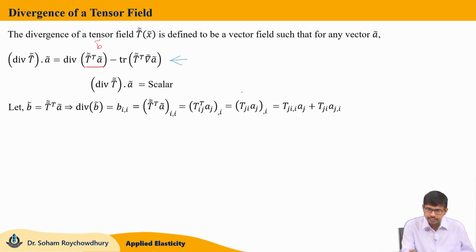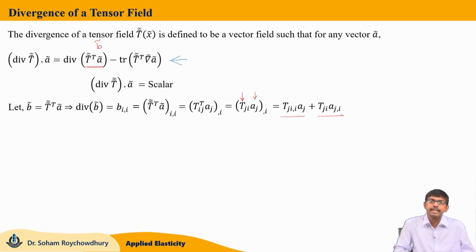Now, if we apply the chain rule of differentiation, this would result in two terms. First we differentiate T_ji keeping A_j constant, which results in the first term T_ji,i A_j. Then we differentiate the second term A_j keeping T_ji constant, which results in the second term T_ji A_j,i. So, these two terms are coming from the first term of the right hand side expression given.